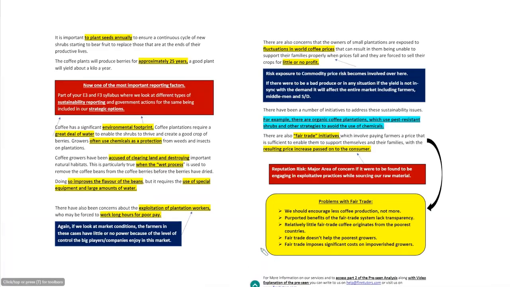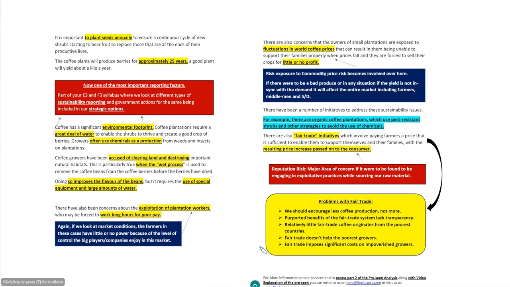It is important to plant seeds annually to ensure that the continuous cycle of coffee remains. The coffee plants will produce berries for approximately 25 years. So as you can see, after the 5 year gestation period, for 25 years, you're good.